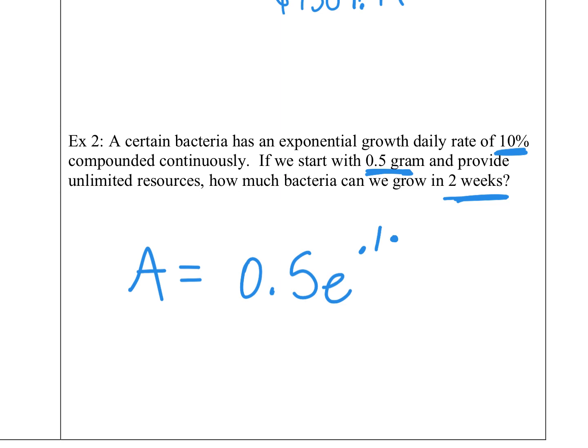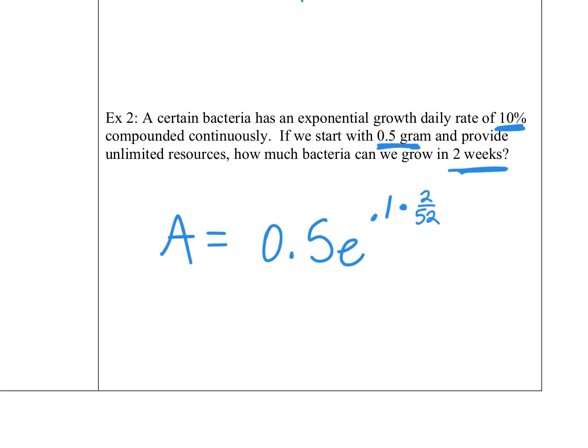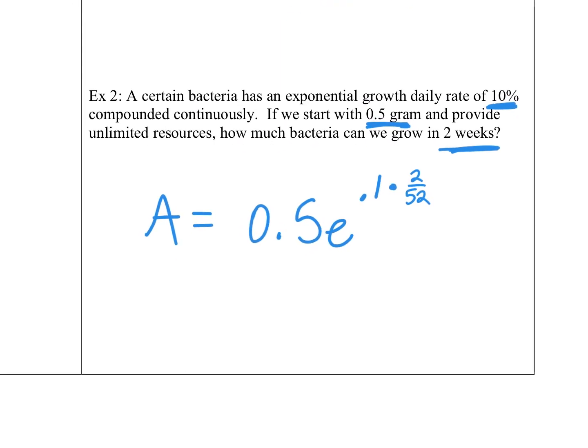So 2 weeks, how many weeks are there in a year? 52, so 2 over 52. Right? That would be the equivalent of 2 weeks for a year. Okay, so I want you to go ahead and type this in. 0.038.